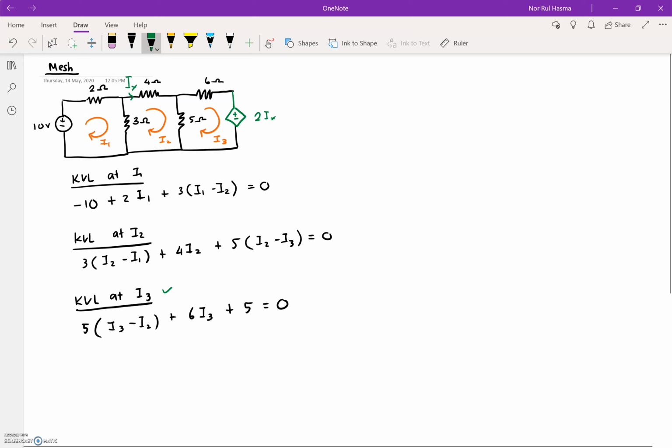As you can see, the 5 times I3 minus I2 plus 6 I3, and there is something that you have to change, which is the 5 here. What you can do is just delete this one and change it to 2 Ix for the voltage. So it will be equal to 0. Because this circuit consists of a dependent source, this is a dependent voltage source.